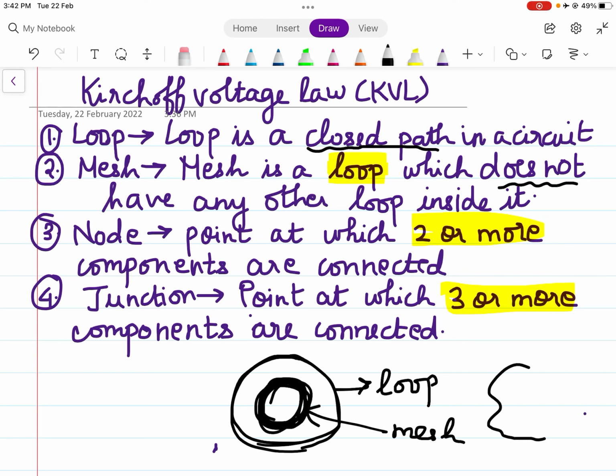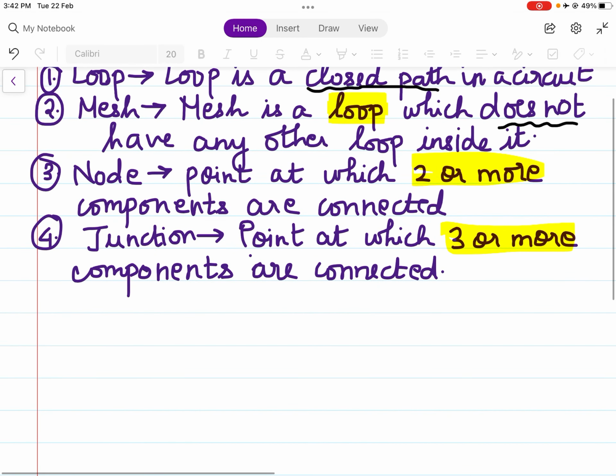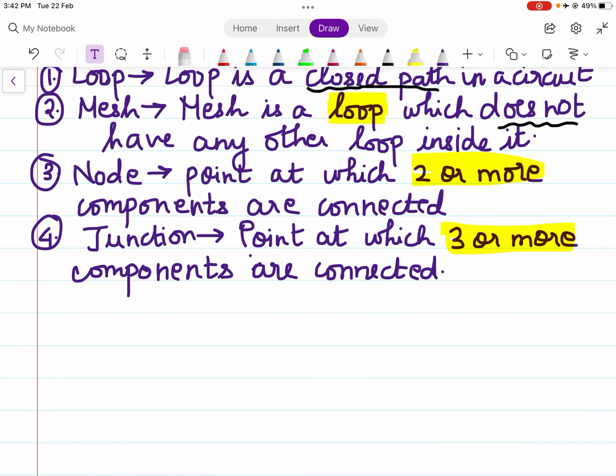So if only this is there, then it is a mesh. And if there is a loop and inside the loop there is something, then it is not a mesh. So mesh should be only a mesh and nothing should be inside that. There should be no other loop inside it.